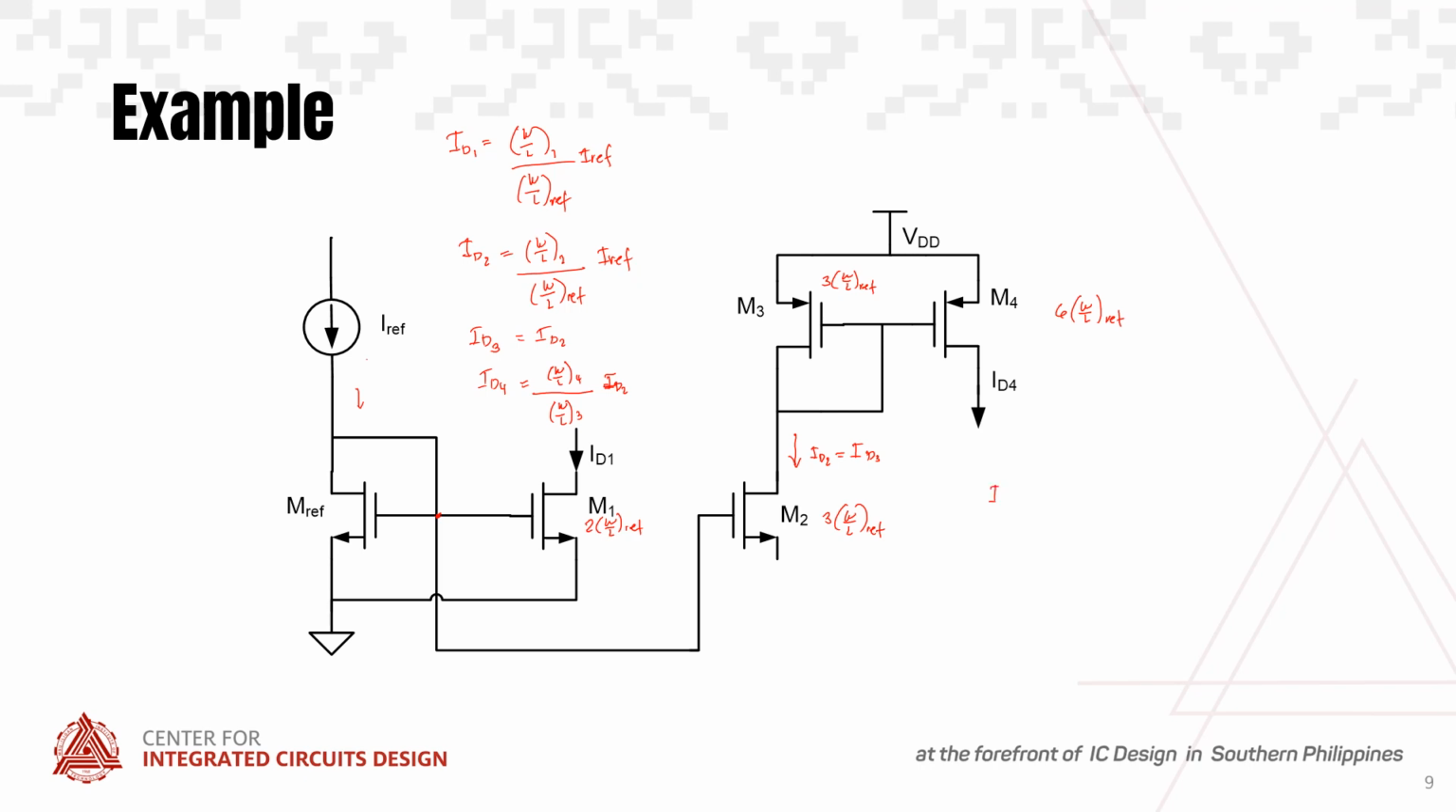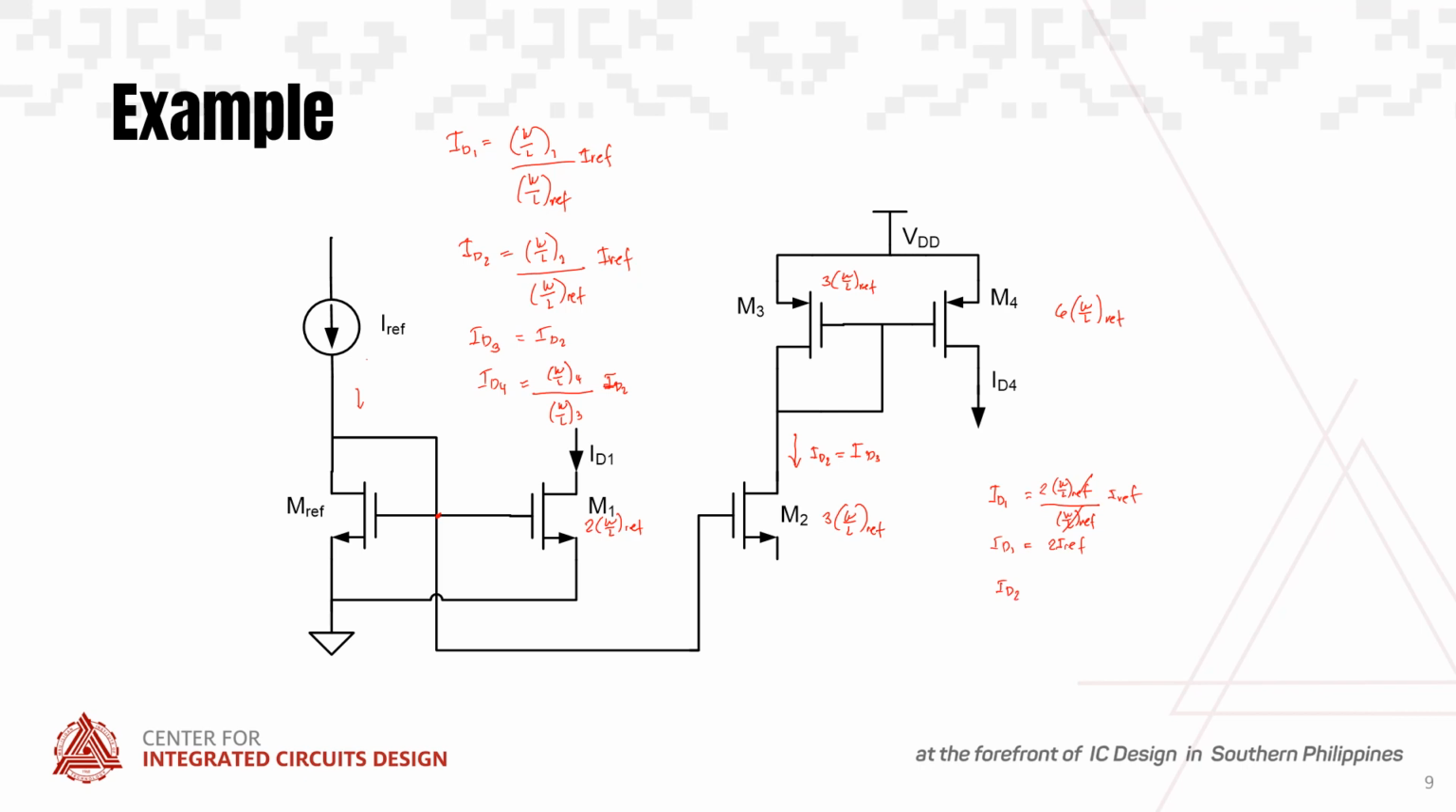So now we calculate the values given those ratios. First, what is our ID1? ID1 is (W/L)1 over (W/L) ref times IREF. The W/L of M1 is twice the reference, so 2 times (W/L) ref over (W/L) ref times IREF. So our ID1 is equal to 2 times IREF, since this would cancel.